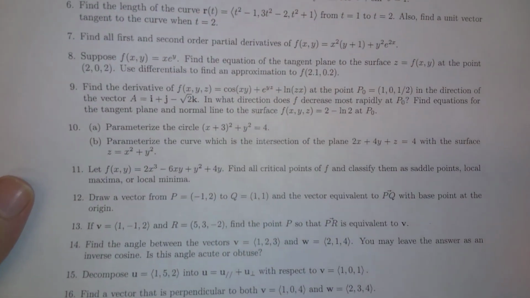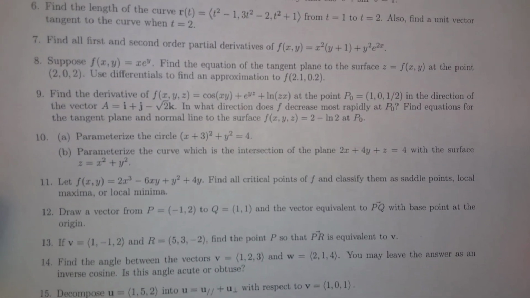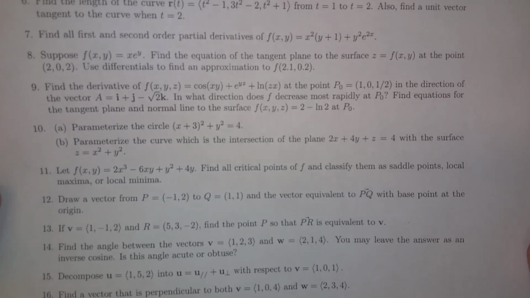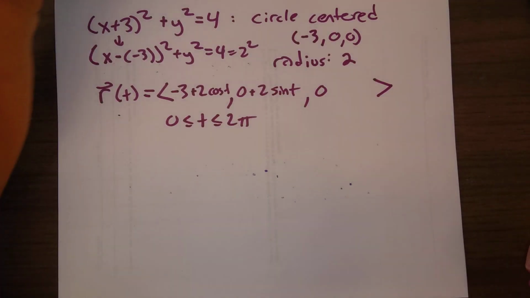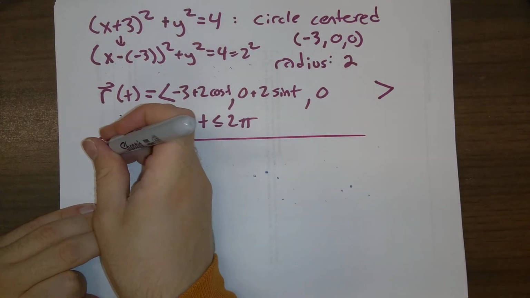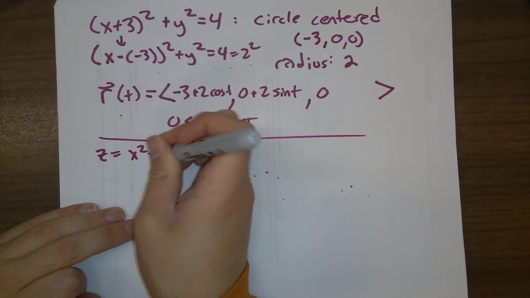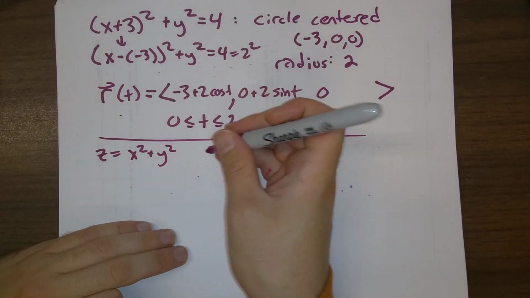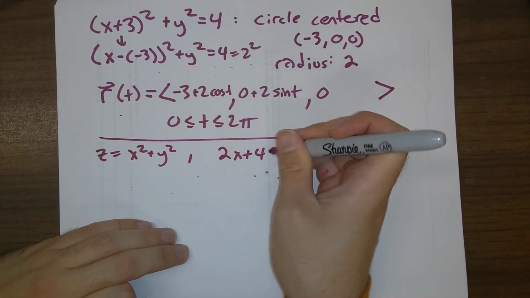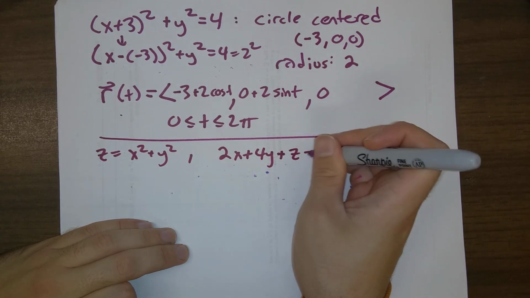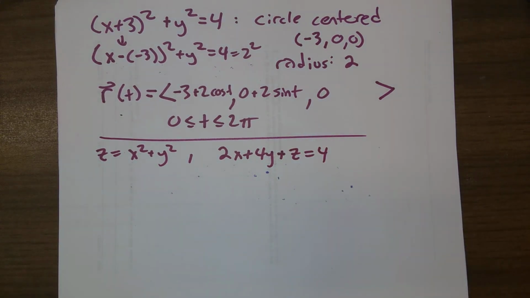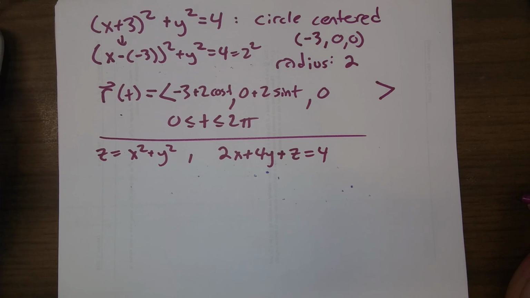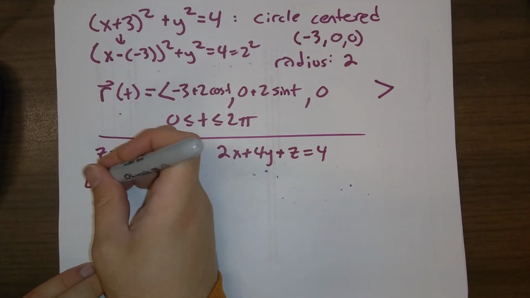For part B, now we have an intersection of a plane and a surface, which is a cylinder. So z is x squared plus y squared, and 2x plus 4y plus z is equal to 4. So how are we going to tackle this one? We want to eliminate variables. So let's eliminate z.